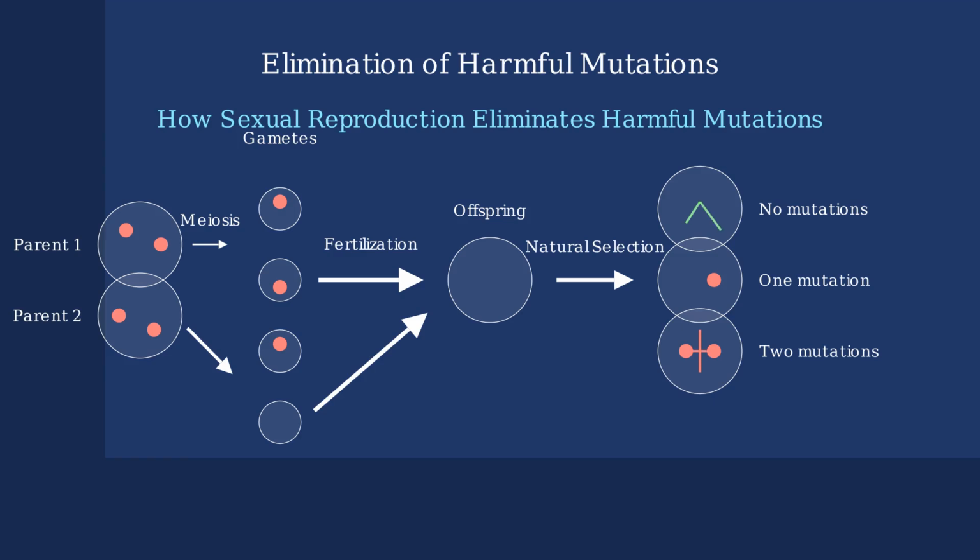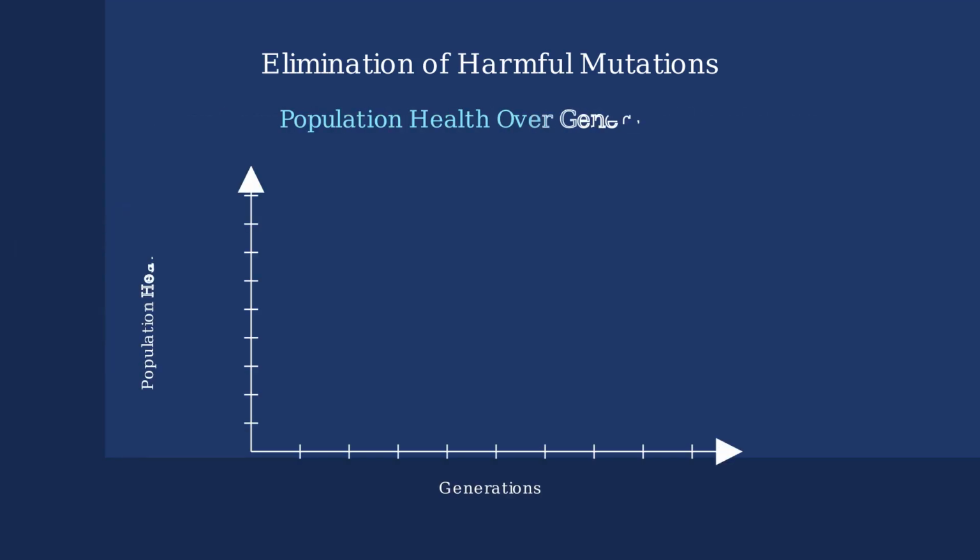Natural selection then acts on this variation. Individuals with fewer harmful mutations are more likely to survive and reproduce, passing on their healthier genetic makeup. Over generations, we can see how these processes affect population health. In sexually reproducing populations, natural selection efficiently removes harmful mutations, maintaining high population health.